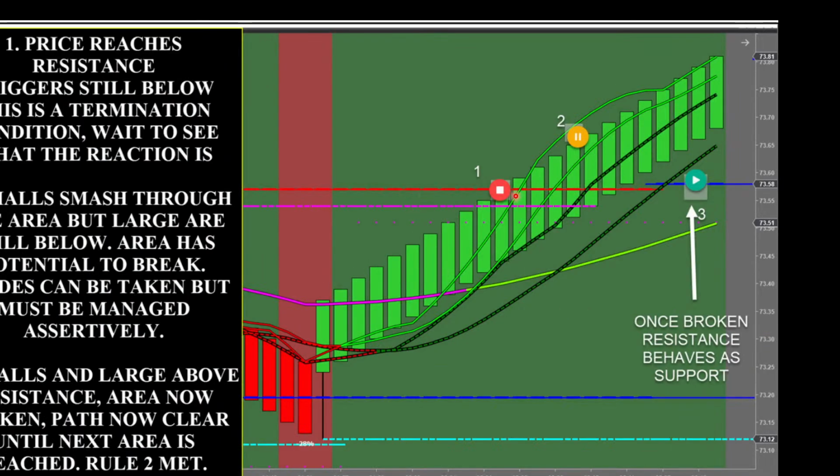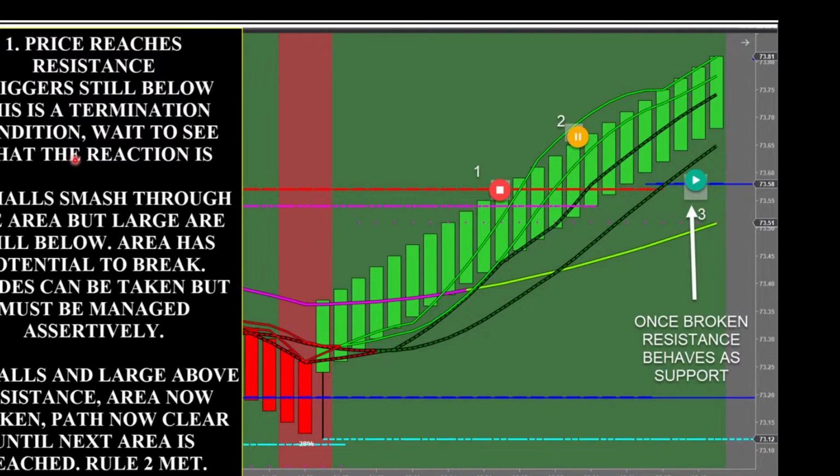So we're going to go through what it looks like to break an area. And what it does is it gives you the first scenario. Every time you reach an area, guys, it's going to be a termination condition, even if it's only for like a minute or 30 seconds. But price reaches and the triggers are below, absolutely no trades into that area. Wait for the reaction. It's either going to hold or it's going to break.